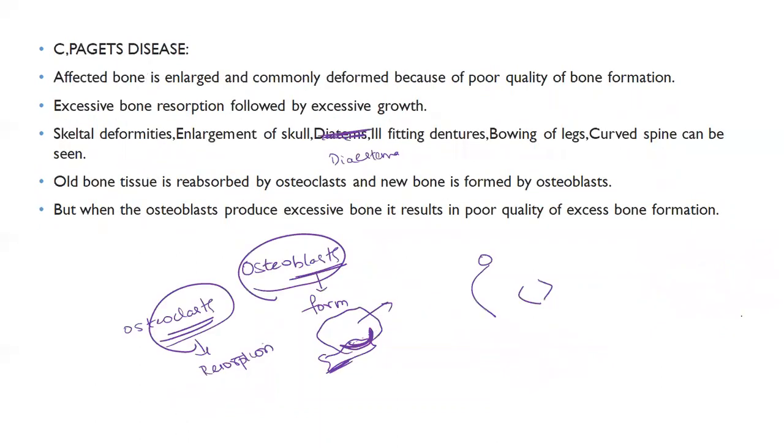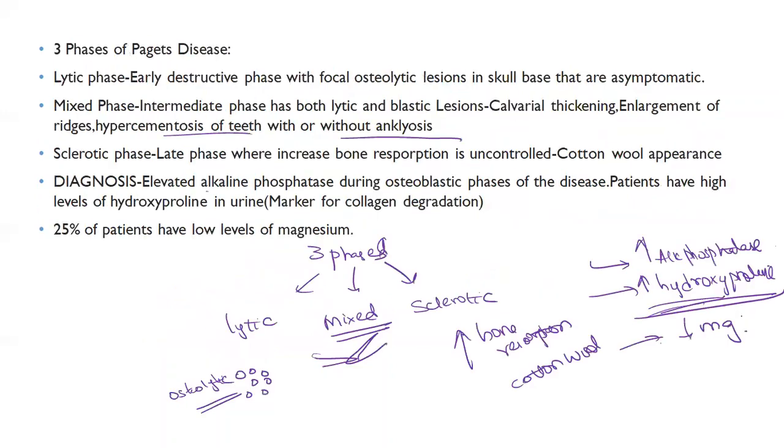So in Paget's disease, you need to remember that osteoclasts and osteoblasts are both acting in a hyper state, where there is excessive bone resorption and excessive growth. The patient's spine is curved, there's bowing of the legs and enlargement of the skull, due to which there might be ill-fitting dentures, and diastema can be seen. Three phases are present: lytic, mixed, and sclerotic. In lytic, you see focal osteolytic lesions, usually asymptomatic.